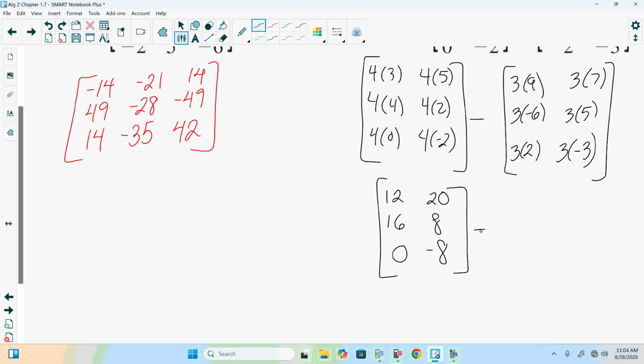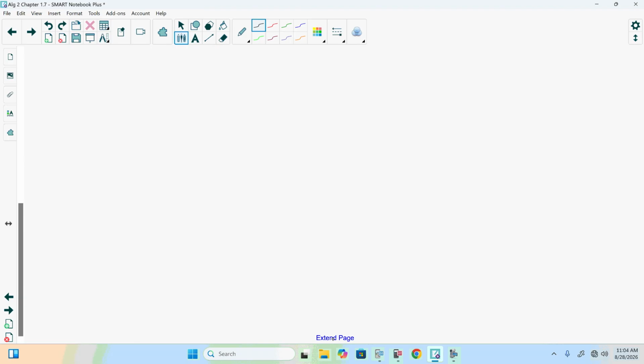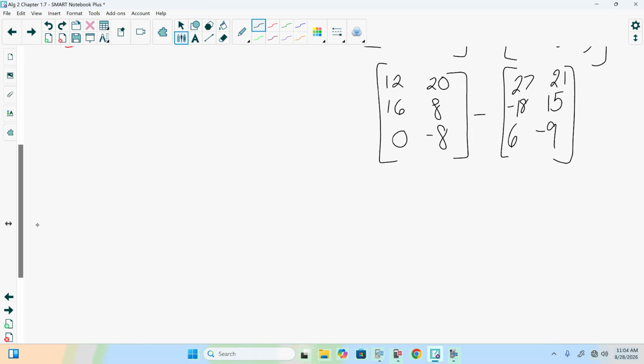Minus 3 times 9 is 27. 3 times 7 is 21. 3 times negative 6 is negative 18. 3 times 5 is 15. 3 times 2 is 6. And 3 times negative 3 would be negative 9. Now, the last thing we need to do is subtract these two.